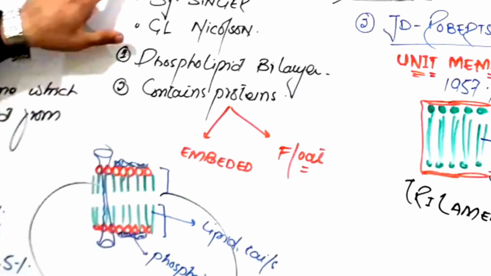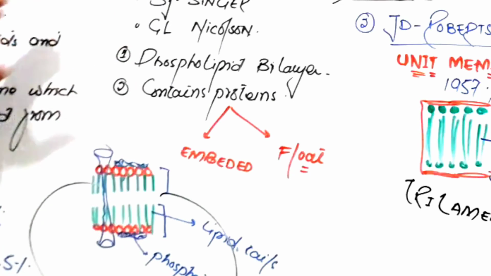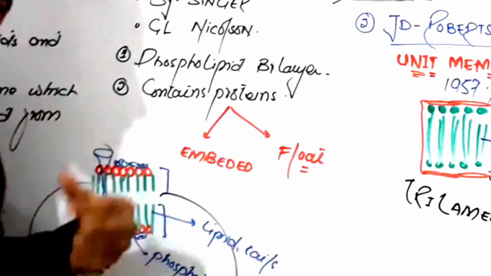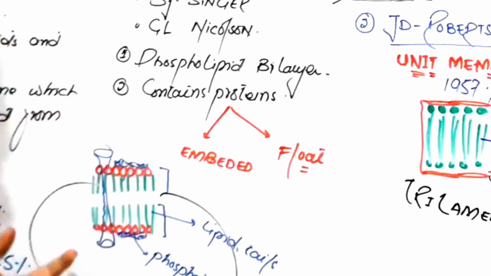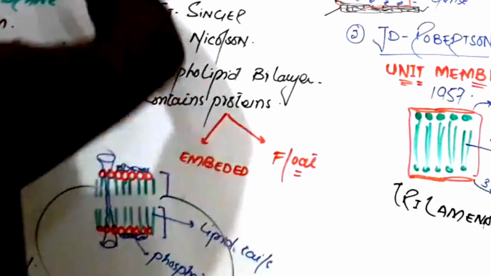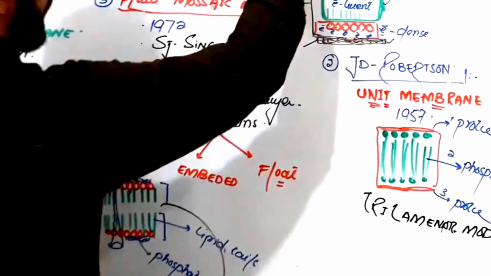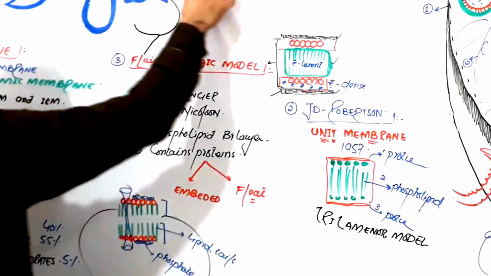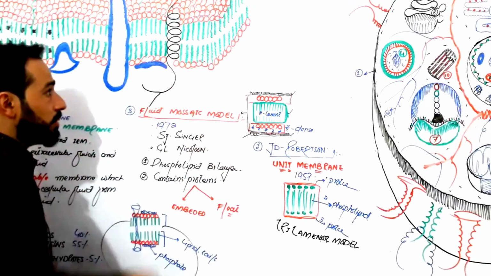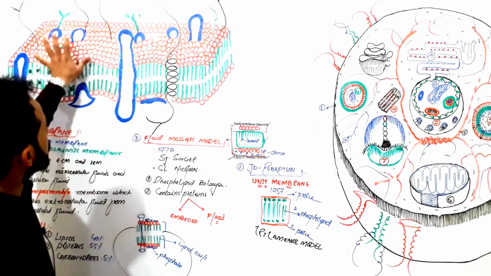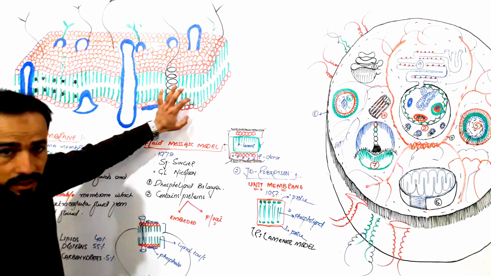So this is the fluid mosaic model, and we will now explain the fluid mosaic model in detail, and we will have a very full explanation of this phospholipid layer. What is the composition of this phospholipid layer? What are the other structures which are found inside this phospholipid layer?